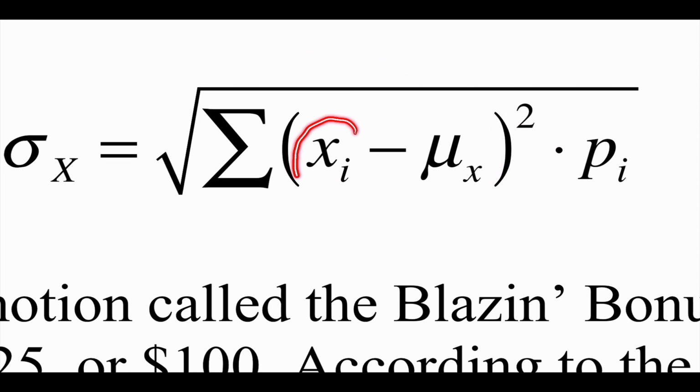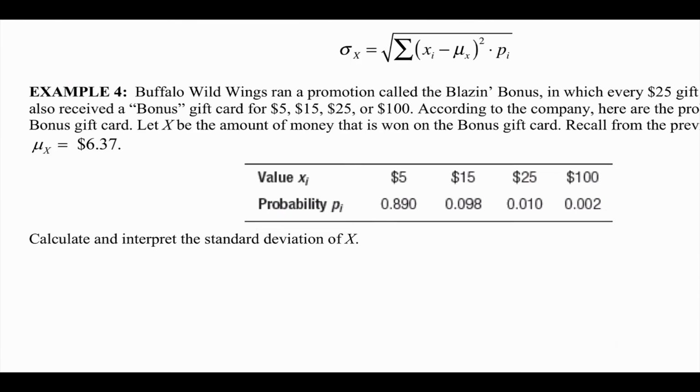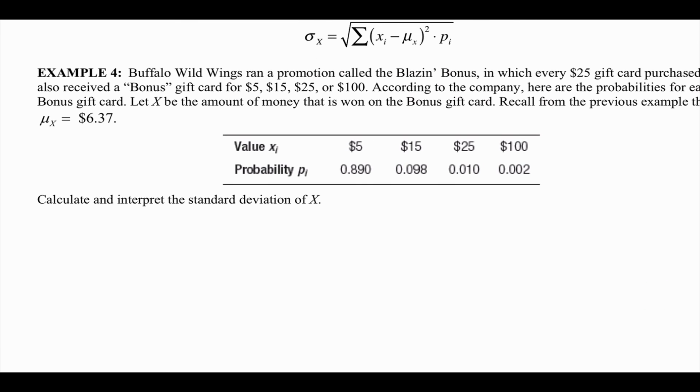So we have to take the random variable and do what? Subtract it from the mean, square it, and then multiply times the probability. So kind of like what we just did, but a little bit more. Okay, so that's what we're going to have to do. So the first one. This is for standard deviation.